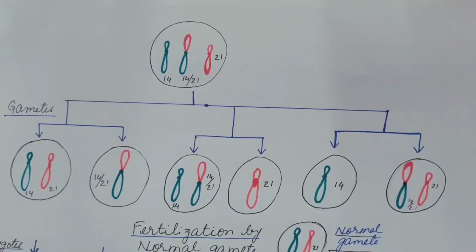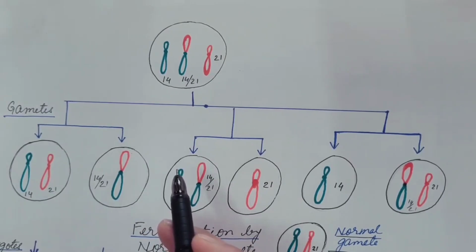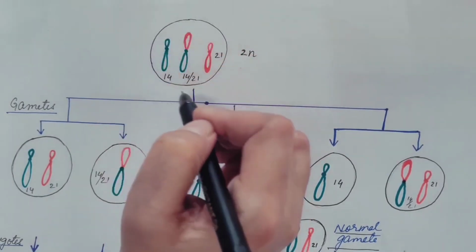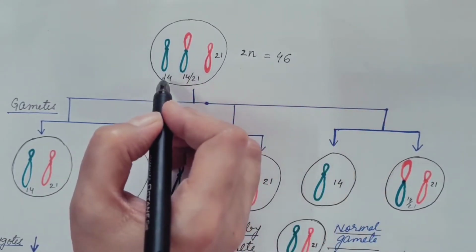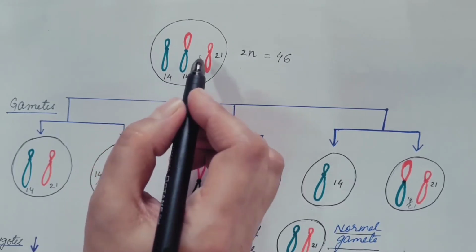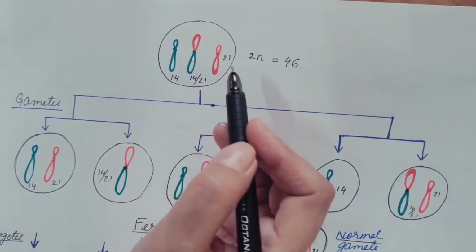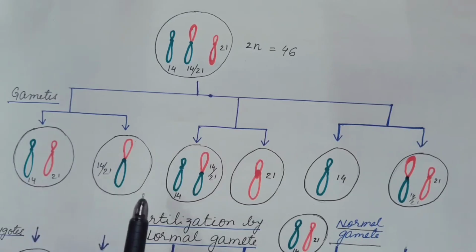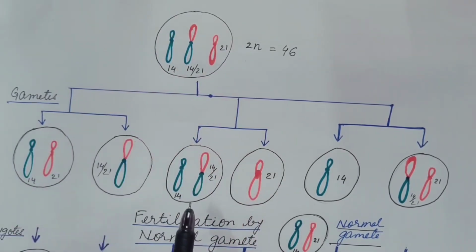Now let us understand the effect of Robertsonian translocation with the help of the diagram, or let us discuss how the Robertsonian translocation affects the progeny. So this is the individual, it is 2n, total number of chromosomes is 46. We are showing chromosome number 14 and 21 because here we will explain how Robertsonian translocation between chromosome number 14 and 21 affects the progeny of this individual. So there will be 6 possible types of gametes that this individual can produce during gametogenesis.